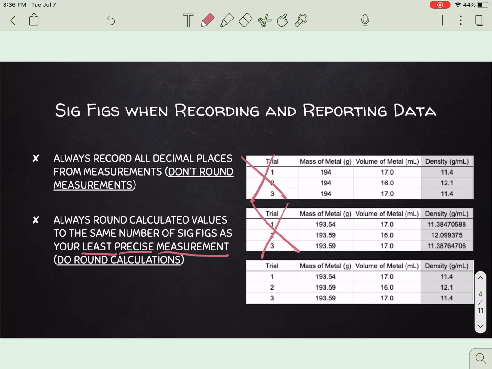So for example, here in our bottom example, we have 2 decimal places for the mass, but only 1 decimal place for the volume. So my final result will only have 1 decimal place. And that's how that works.